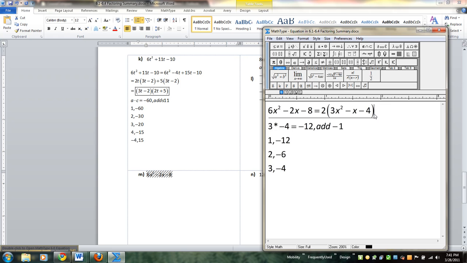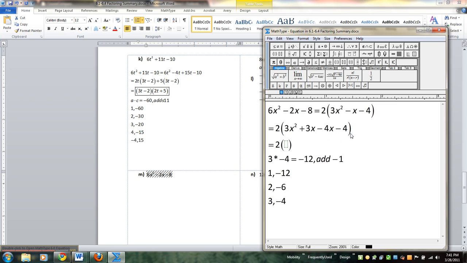Okay, so I'm going to rewrite my problem. 2 times 3x squared, but instead of writing the minus x, I'm going to write plus 3x minus 4x minus 4, like that. Now, what could I take out of those first ones? They both have a 3 and an x. So I'll take that out, and that leaves me an x plus 1, right? Because 1 times 3x is 3x. 3x times x makes 3x squared.